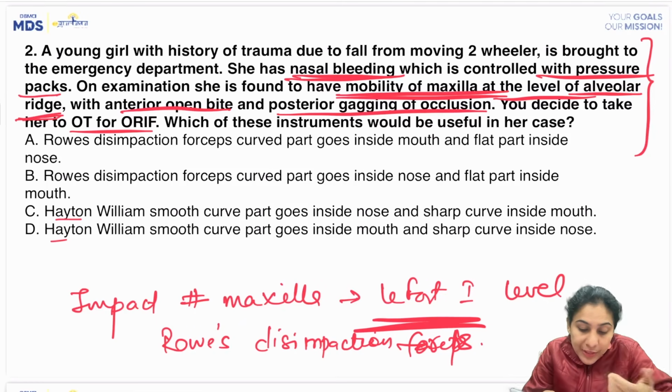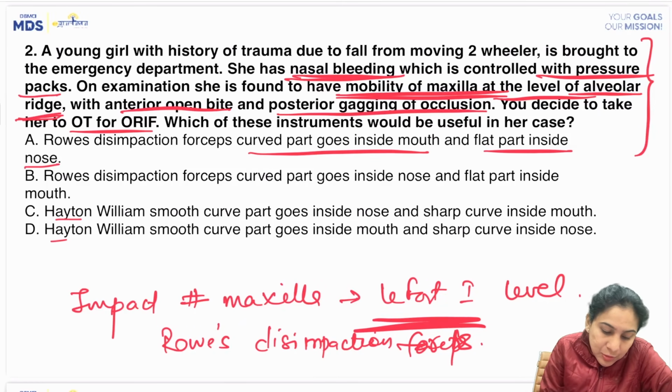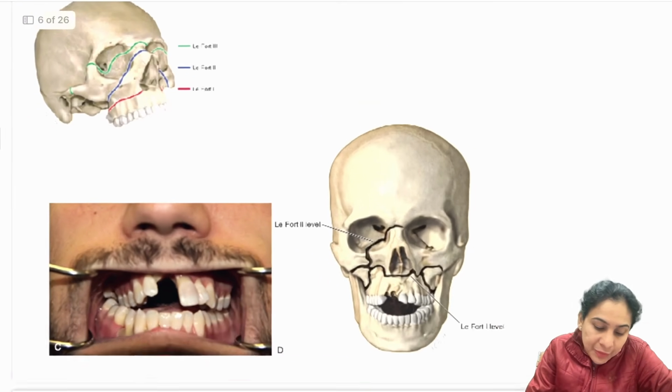Right? So out of these options, the curved part goes inside the mouth, flat part inside the nose. Yes, this is the correct answer. Very quickly, let us look at a Le Fort 1 fracture.